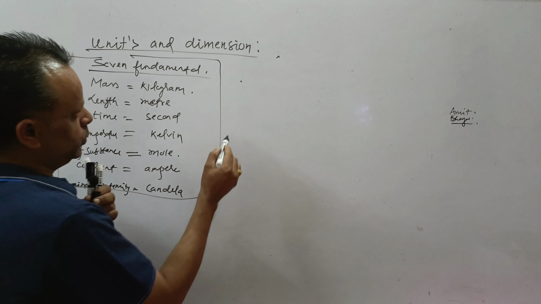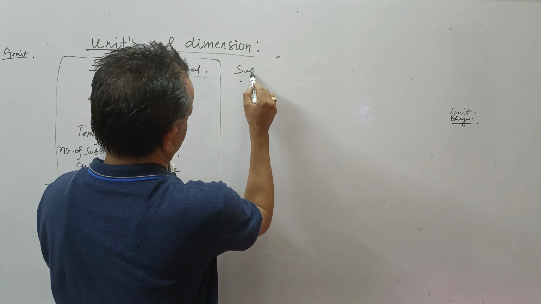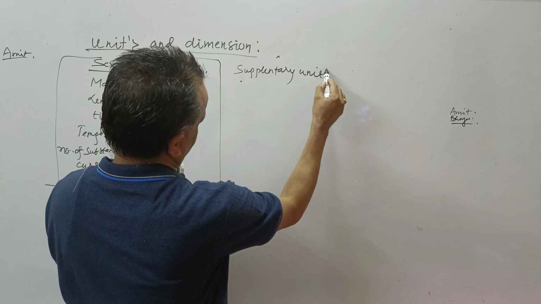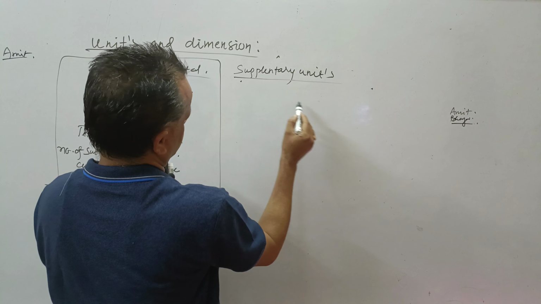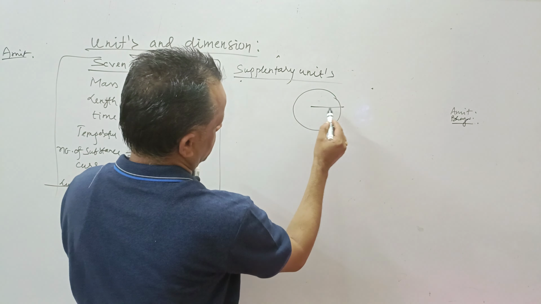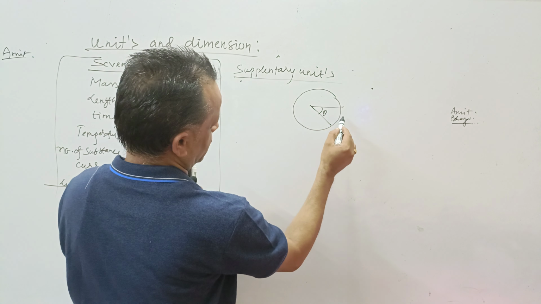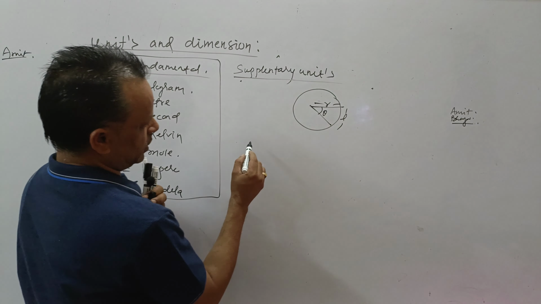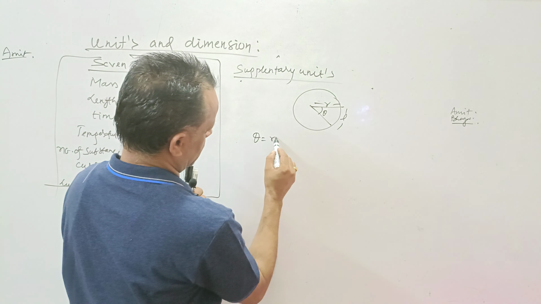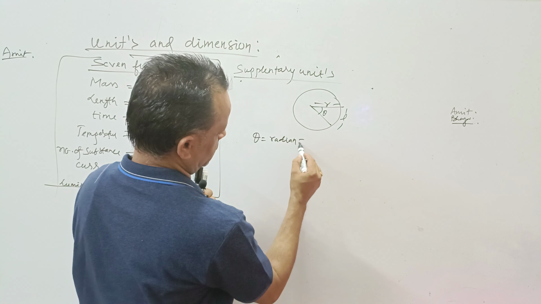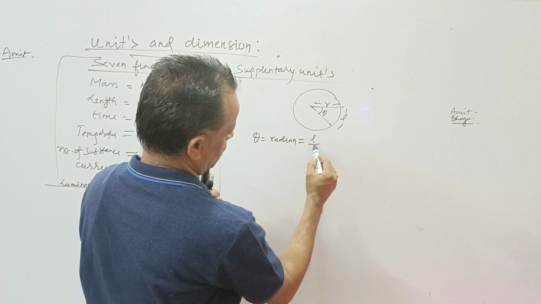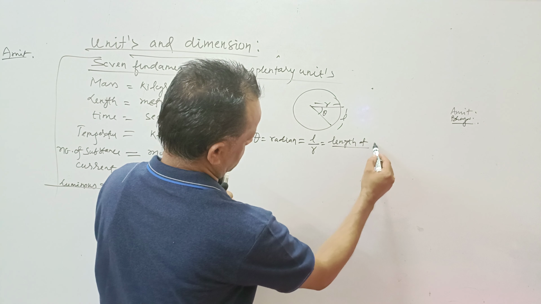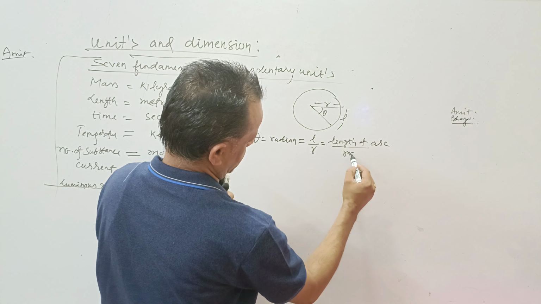Then we have 2 supplementary units. What are they? Supplementary units. They are, first, see what we have. This is the theta angle here. This is the length of the arc, and this is the radius of the circle. Then the theta angle will be written in terms of radian. It is the length of the arc upon radius.